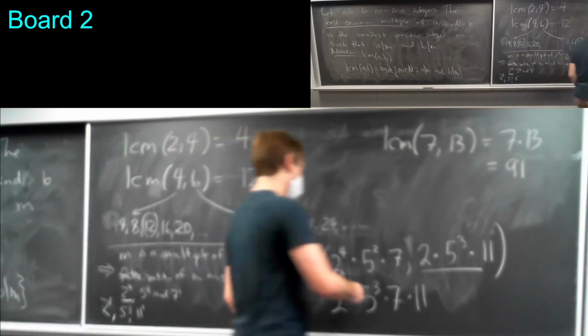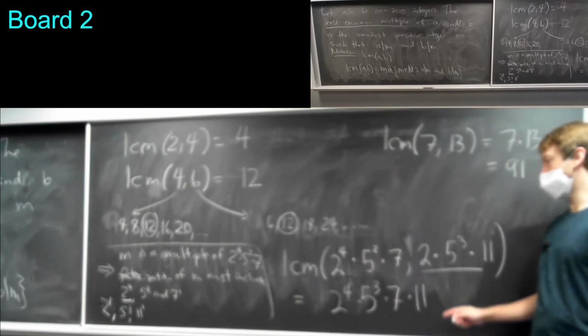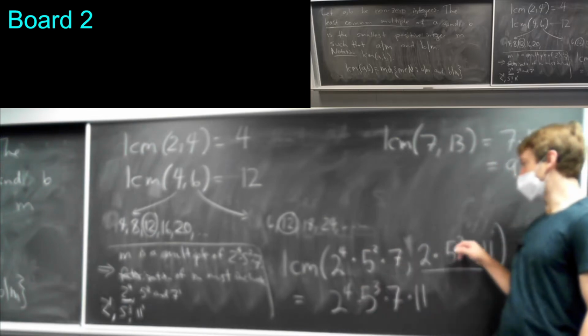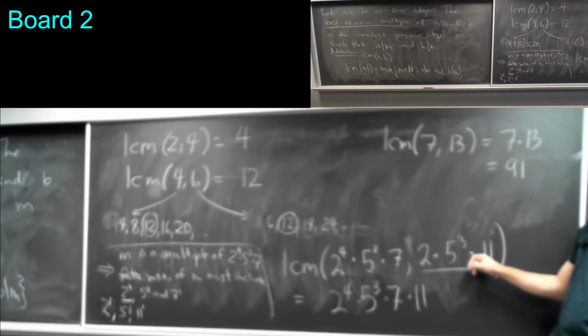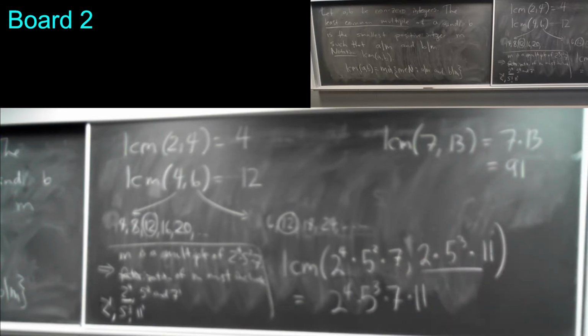So basically you go through the numbers and you take the biggest exponent, right? So 4 is bigger than 1, we take 4. 3 is bigger than 2, we take 3. I've got 7 to the 1 here, 7 to the 0 here. I've got 11 to the 1 here, 11 to the 0 there. So it's got to be this number.